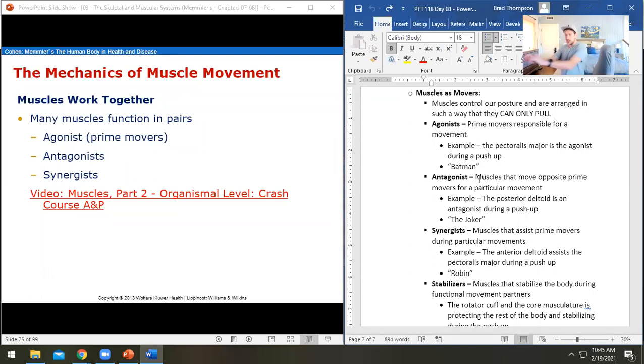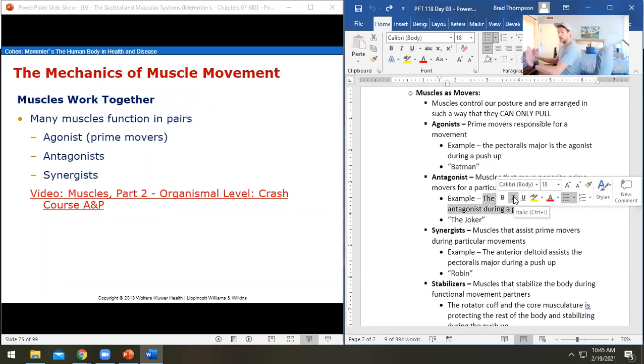So if I have my pectoralis major creating this motion, my rhomboid muscles in the back, or my deltoid muscles, they're going to do the exact opposite. If this does horizontal adduction, my deltoid muscle in the back of my arm does horizontal abduction. So the posterior deltoid is an antagonist during a push-up. It's doing the opposite when I do my push-up. It is relaxing when this muscle is contracting. And the exact opposite should be true the other direction. When my bicep contracts, my tricep should relax. When my tricep contracts, my bicep should relax.